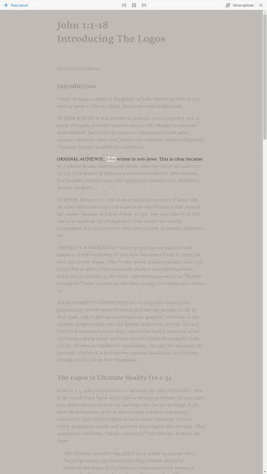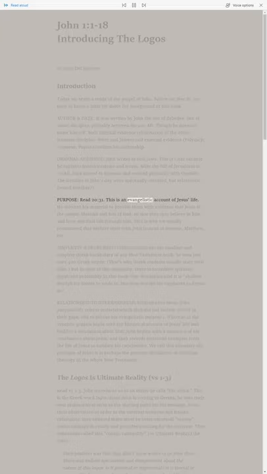Original audience: John writes to non-Jews. This is clear because he explains Jewish customs and terms. After the fall of Jerusalem in 70 AD, John moved to Ephesus and worked primarily with Gentiles. The Gentiles of John's day were spiritually oriented but relativistic. Sound familiar?